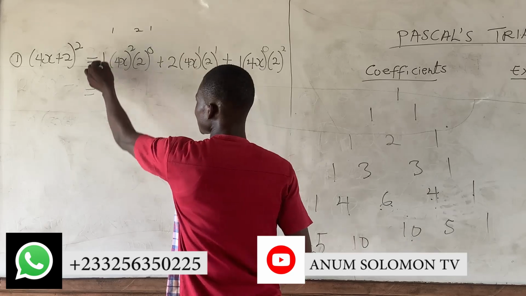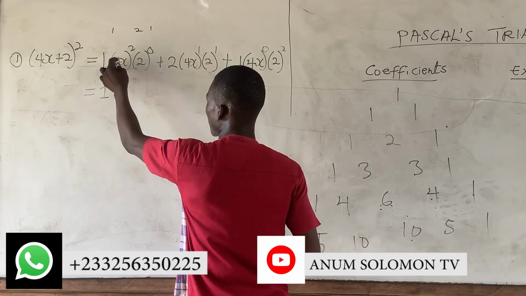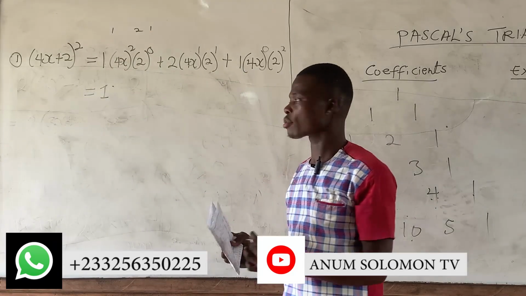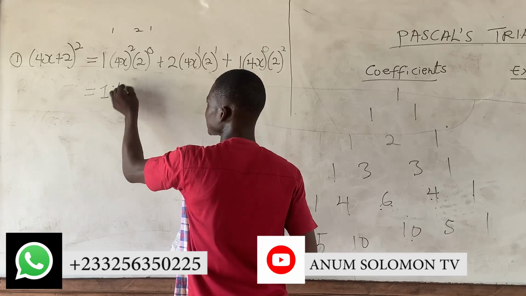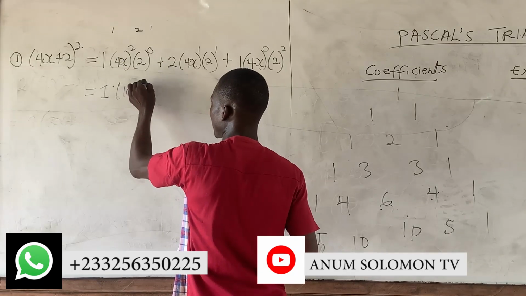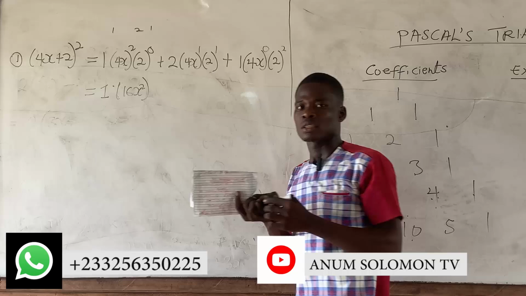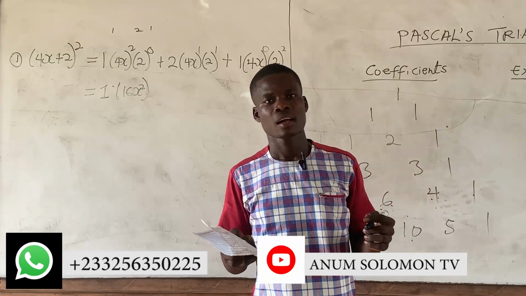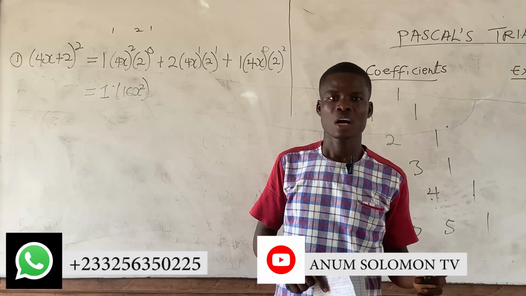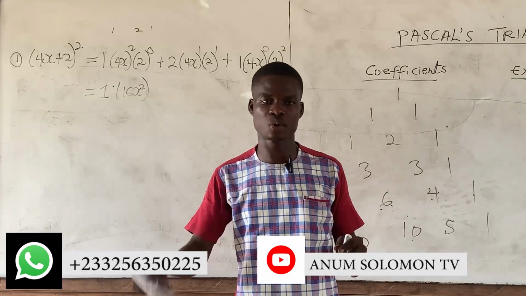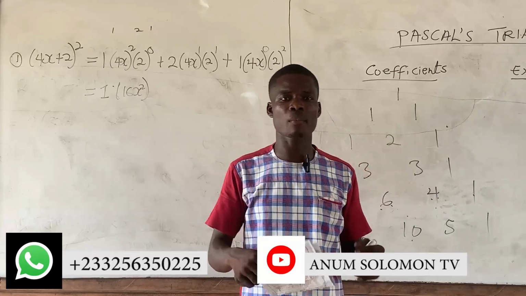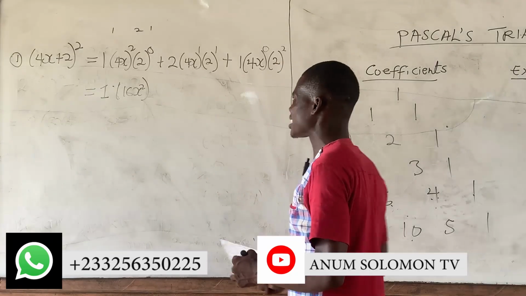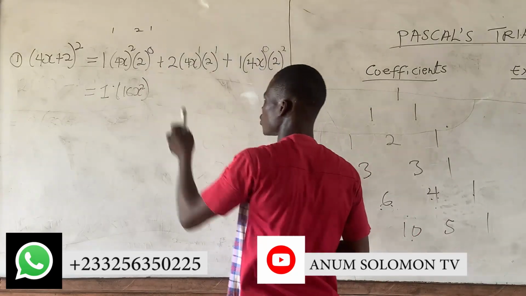So this is our 1. So we have our 4x power 2. So 4 power 2 meaning 4 times 4, which is 16. We have our 16x power 2, x squared, 2 power 0. Don't forget that any number or variable apart from 0, power 0 is 1. So on this note, 2 power 0 is 1.